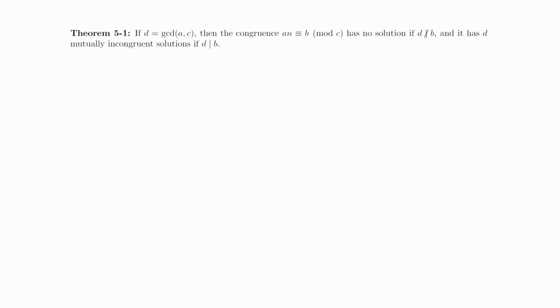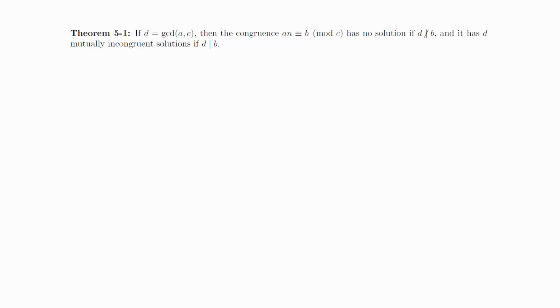Theorem: if d is the GCD of a and c, then the congruence a times n is congruent to b mod c has no solution if d does not divide b, and it has d mutually incongruent solutions if d does divide b. Again, all we've really done here is reframe what we already know about linear Diophantine equations in terms of congruences. In class, we will work with numerical examples and get some practice solving these congruences.